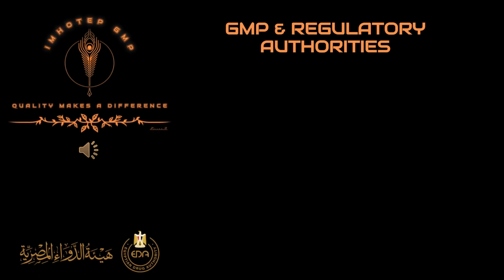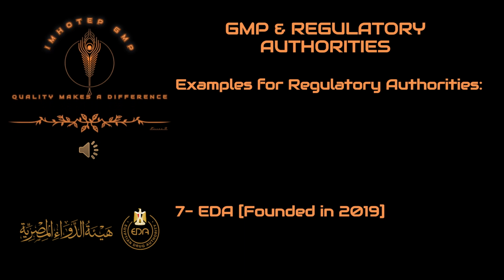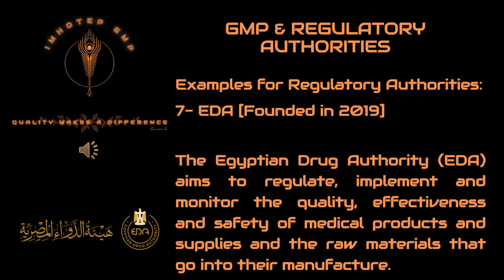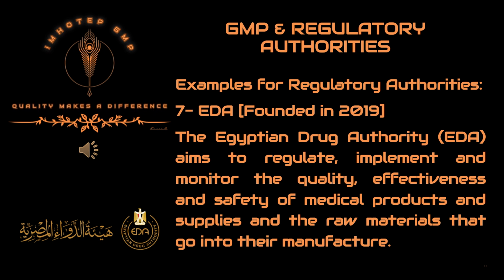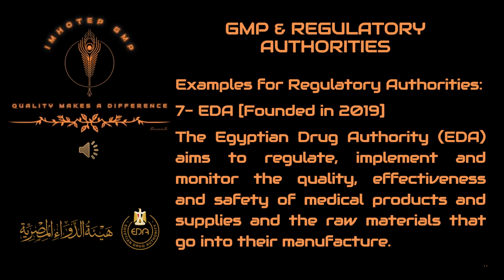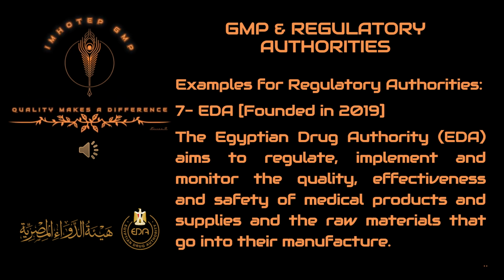Examples for regulatory authorities. 7. The Egyptian Drug Authority, EDA, founded in 2019. The Egyptian Drug Authority aims to regulate, implement and monitor the quality, effectiveness and safety of medical products and supplies and the raw materials that go into their manufacture.